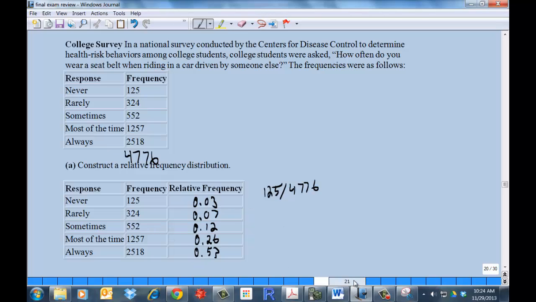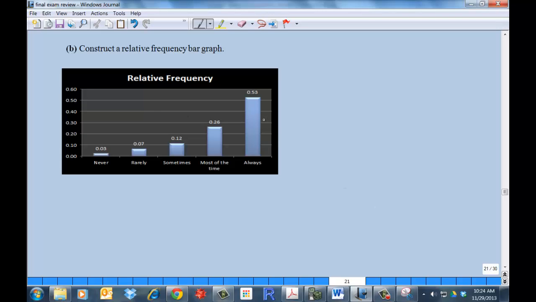So let's go to the next page here, and what I've done is I've typed this into Excel, and so we've got never is 3%, rarely is 7% of college students, sometimes is 12%, most of the time is 26%, and then always is the 53%. Okay?